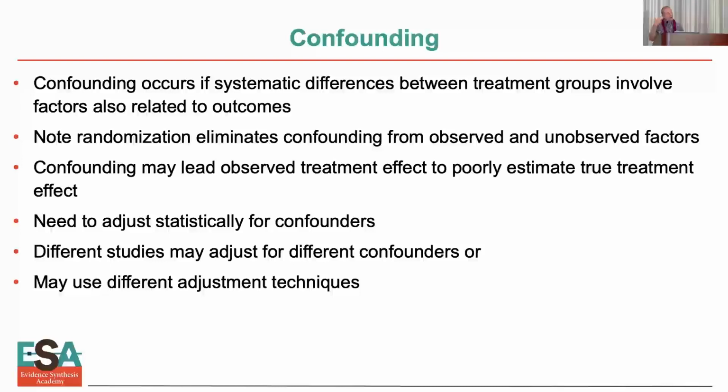But if the data are not randomized, then you might have confounding because you might have a situation where there is a factor that's unbalanced between the treatment and the control group, and therefore it's also related to the outcome. And so that may lead to an observed treatment effect that poorly estimates the true treatment effect. And so you need to adjust statistically for confounders in models. But the problem with the observational meta-analysis is that the different studies may adjust for the confounders in different ways, or they may adjust for different types of confounders.